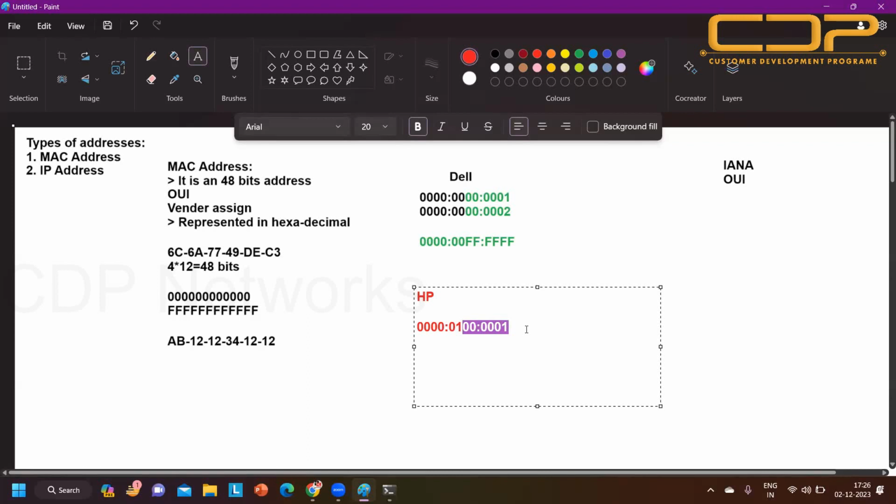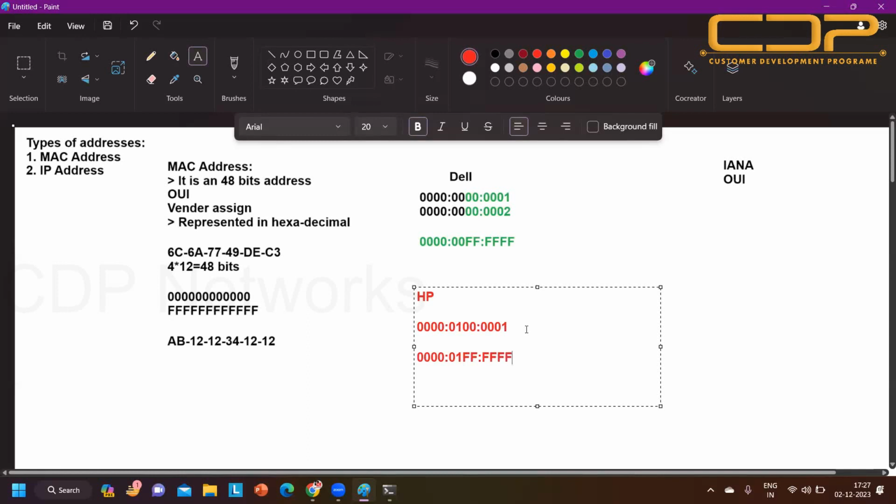Still, the MAC address of HP and Dell is unique. Why? Because of the OUI. Because the OUI is different. And now again, HP can design how many NICs, how many MAC addresses, with the help of this OUI: 2 to the power 24. And the last MAC address will be all F's. They can't change any value in the OUI. Right? This is the last MAC address of HP.